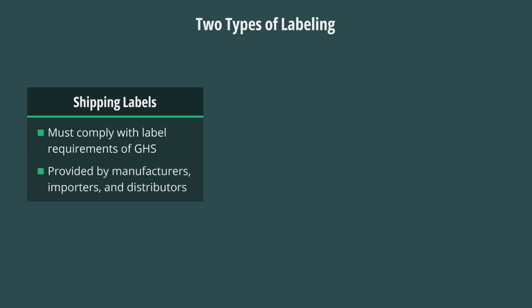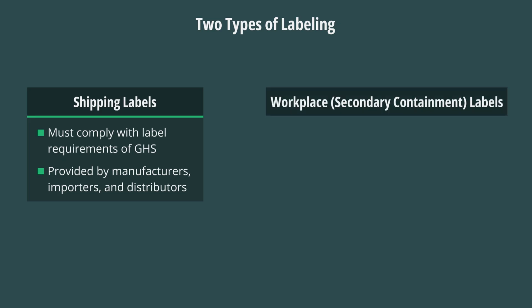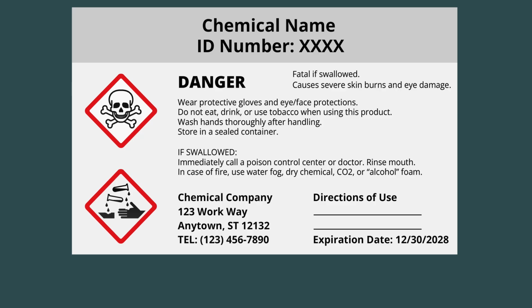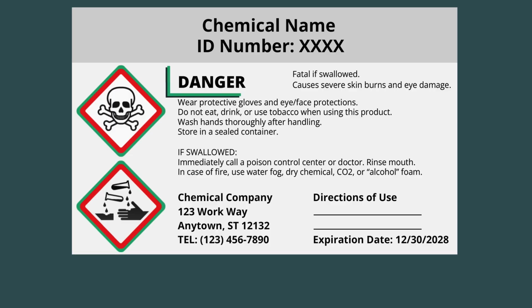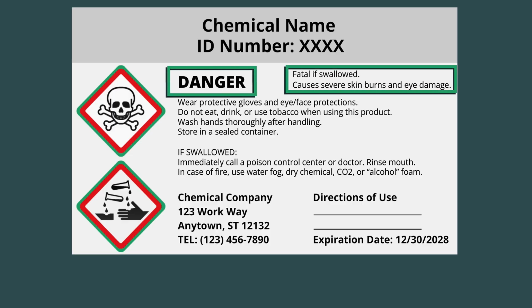These labels are provided by manufacturers, importers, and distributors of a chemical. Second are workplace or secondary containment labels, which may be found in the workplace. The Hazard Communication Standard provides 6 elements that must be included on shipped containers. The pictograms, signal words, and hazard statements are the standardized elements of the label, which means that they may not deviate from the language or elements provided for each hazard class and category.